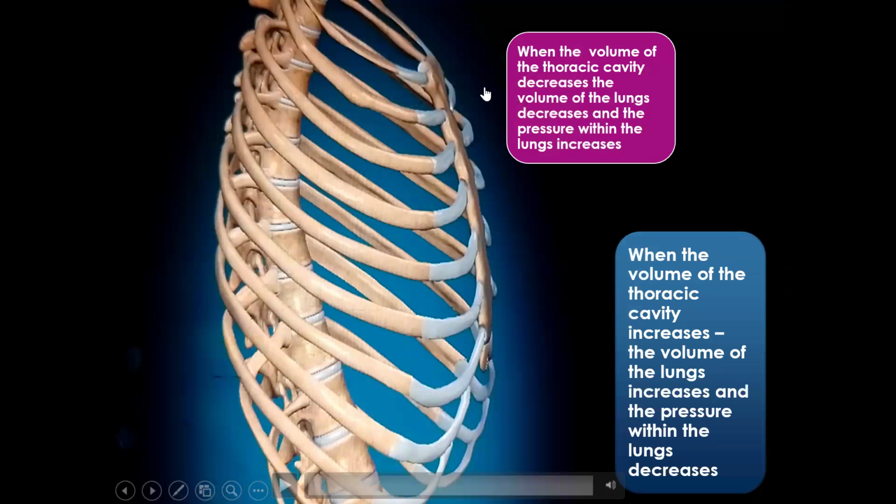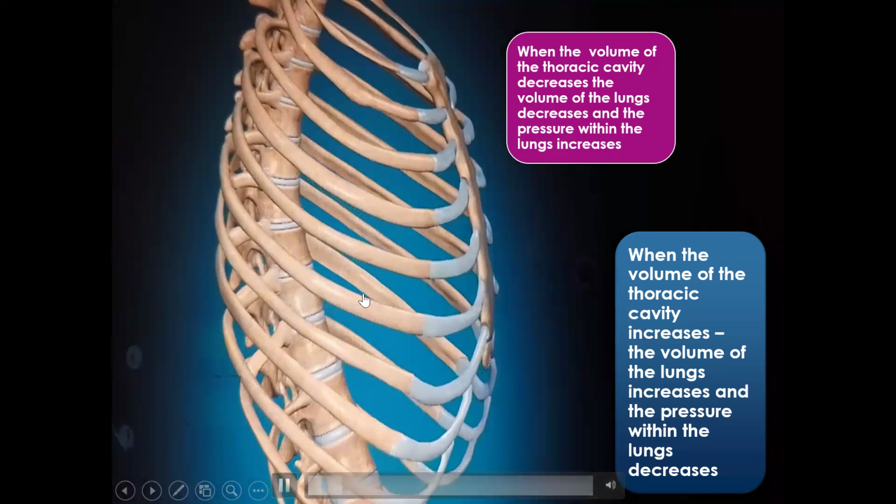Now, when the volume of the thoracic cavity decreases, the volume of the lung decreases, and the pressure within the lungs increases, like we explained. When the volume of the thoracic cavity increases, the volume of the lungs increases, and the pressure within the lungs decreases. As such, the pressure outside will now be higher than the one inside the lungs. As such, air will now flow inside.